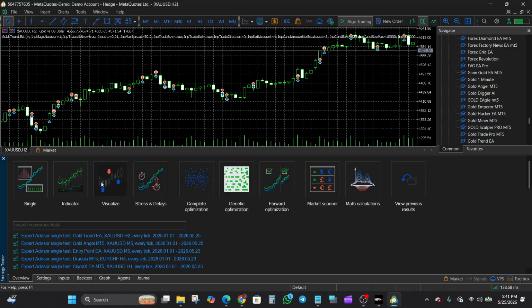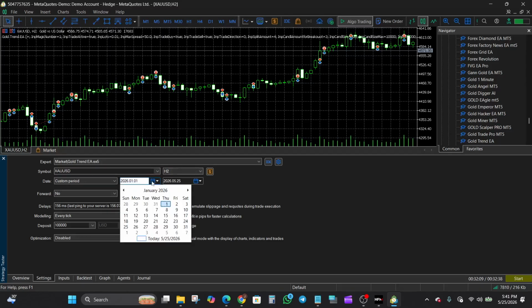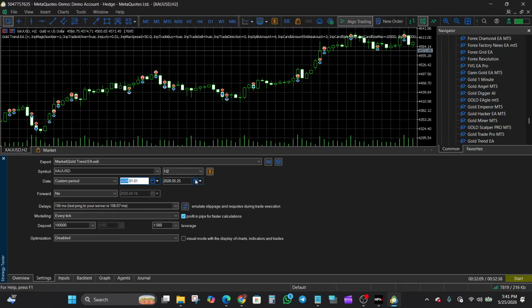Okay, so this is the gold trend EA. Yeah, so we already ran the test on the XAU USD symbol on the H2 time frame. The period for the test is from the 1st of January 2026, the beginning of this year till date, so we can get reasonable data for the back testing. And as for the delays, we use the last ping to the server and the every tick modeling.